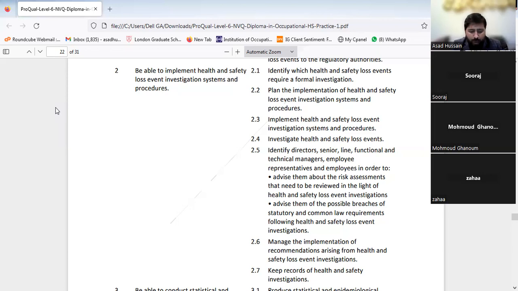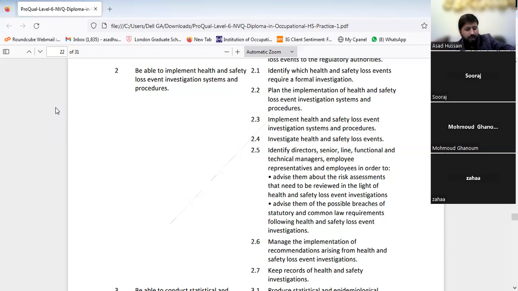Okay, now moving to 2.2, where we have plan the implementation of health and safety loss event investigation systems and procedures. So it is asking about the planning and implementation of these systems and procedures. So what procedures or systems do you have with respect to investigation of accidents, and how can you implement them in your organization? For that purpose, you first have to explain how you will implement your investigation procedure into the workplace. Then as evidence, you can share with me training session records, meeting minutes, TBTs, and a strategy for implementation. You can use those evidences there.